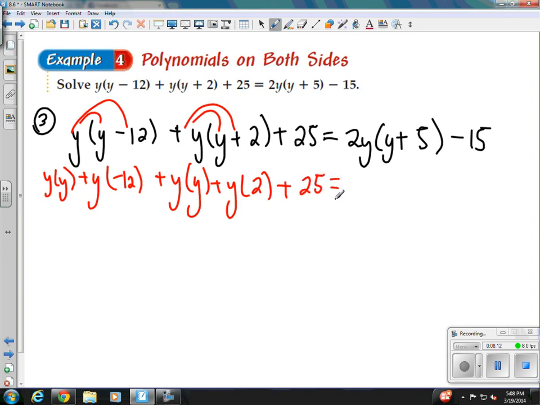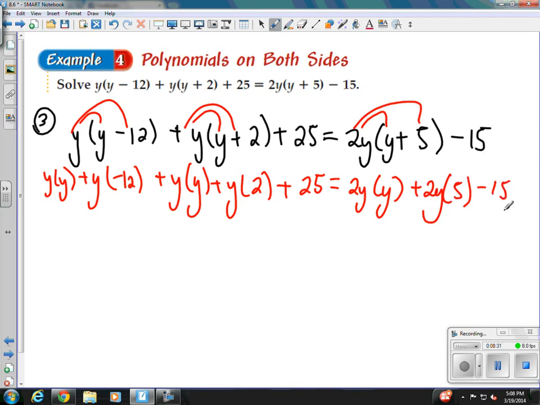He's all by himself. Now on the right side of my equal sign, I have 2y times y. Once again, he's positive, so plus 2y times a positive 5. And the 15 is like the 25. He has nobody to go with. He's not with the parentheses, so he just drops down.